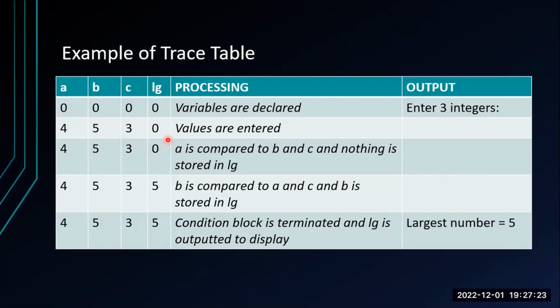So then we go into our next condition, where B is compared to A and C. Here you see B as 5, A as 4, and C as 3. Since B being 5 is greater than both 4 and 3, then 5 gets stored into LG. Then at this point, this condition block gets terminated and LG is outputted to the display. So it will print: largest number is equal to 5.